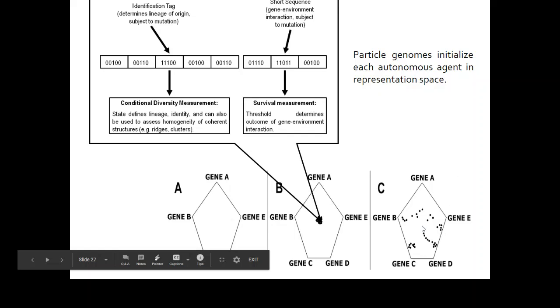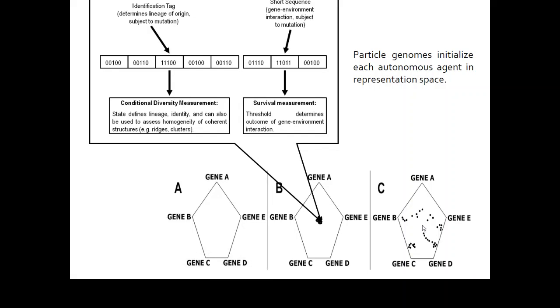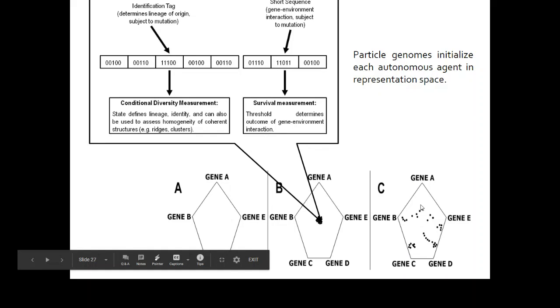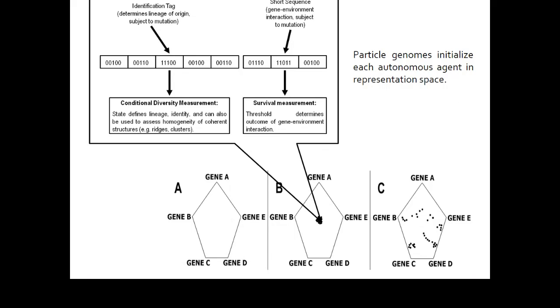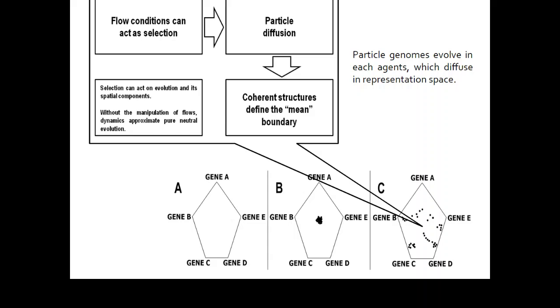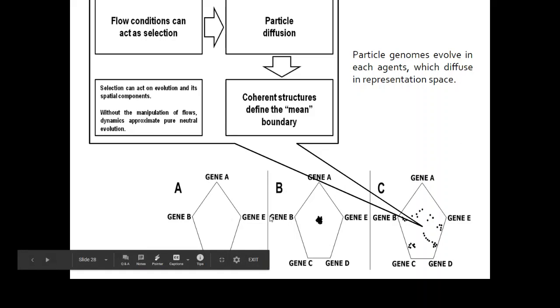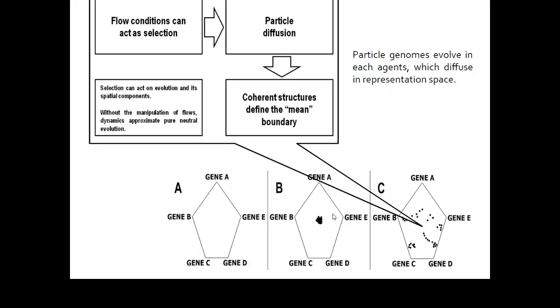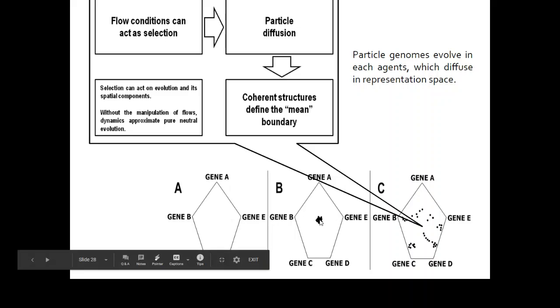So we're thinking about this in terms of different metaspaces. And again, we can think of how to best do that. And so flow conditions act as selection. There are flow conditions in these structures. They could be uniform, or they could favor one thing over another. The particles diffuse at a certain rate, but they encounter these flow conditions, which affect their evolution. But they're also mutating, so that also affects their evolution. And then coherent structures are these things that form, that define the mean boundary of the population. What's the total range of adaptability here? It would be represented by all these clusters.